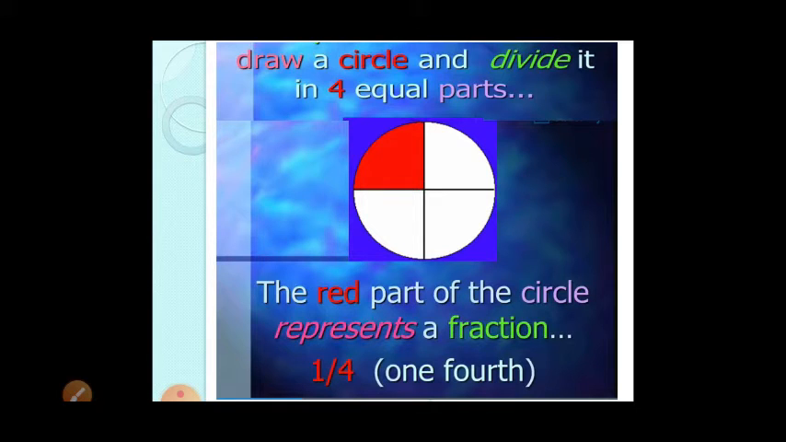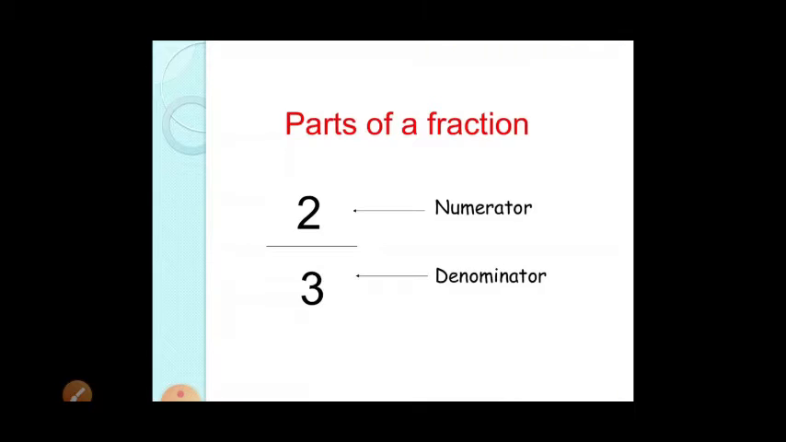Similarly, you draw a circle and divide it into 4 equal parts. If we shade one part, that will give you the fraction 1 by 4. That means we write the total number of parts, and then how many are shaded. Now see the parts of the fraction. What we write on top is known as the numerator, and what we write below is called the denominator.